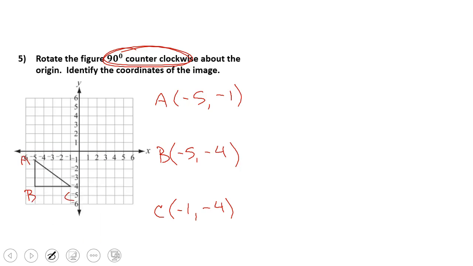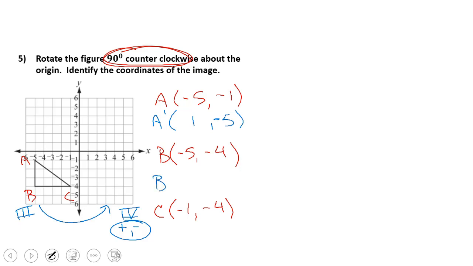And I am going to rotate this time 90 degrees counterclockwise, so I'm going from quadrant 3 to quadrant 4, and I know quadrant 4 is positive, negative. So that's what my signs are going to be. And I know when I do 90-degree rotation, my coordinate numbers switch. So A prime, again, is going to be switching from 5, 1 to 1, 5. And I know quadrant 4 is positive, negative, so it's going to be positive 1, negative 5.